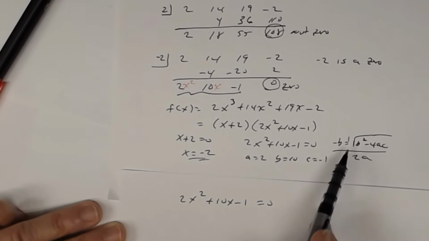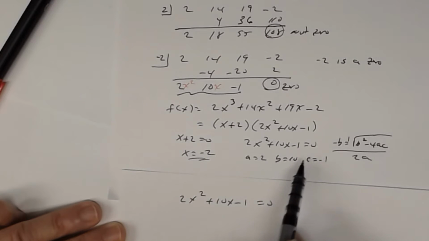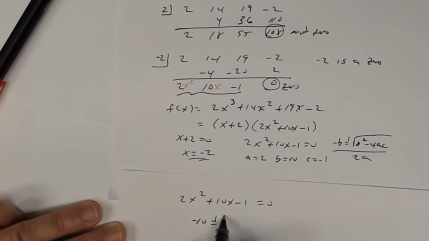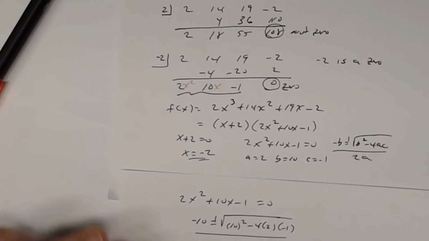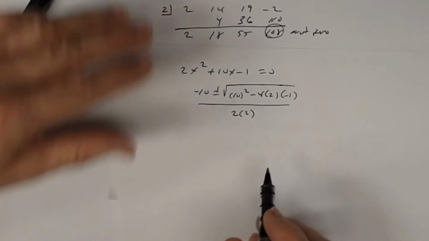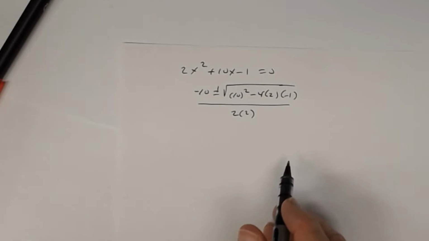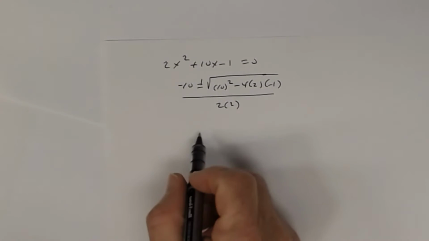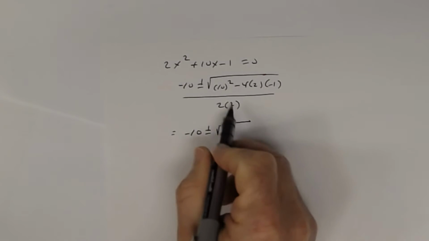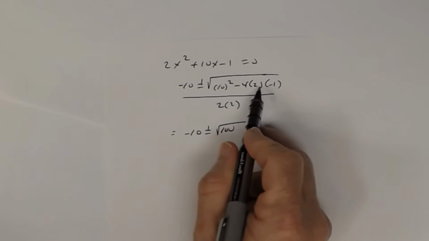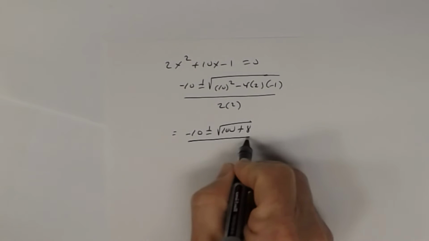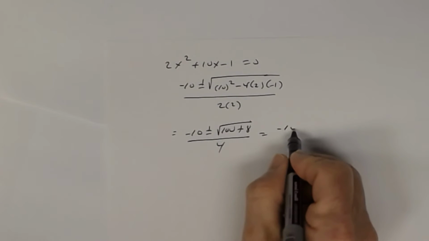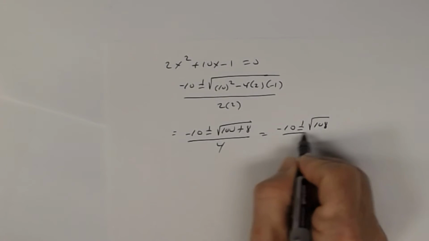All right, so the opposite of b. b is 10, the opposite of 10 is negative 10, plus or minus the square root of b squared. So 10 squared minus 4 times a, which is 2, times c, which is negative 1, all divided by 2 times a, which is 2. So 2 times 2. Let's simplify this. I get negative 10 plus or minus the square root of 10 squared, which is 100, minus 4 times 2 times negative 1, which is a positive 8, all divided by 4. So I get negative 10 plus or minus the square root of 108, divided by 4.